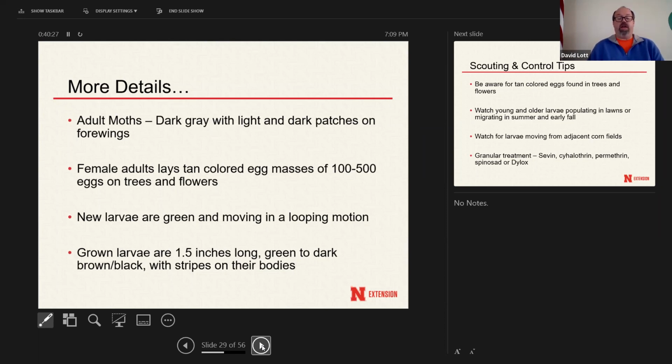They're green in color, and they make a looping motion when they move around. So if they try to loop around and they're little green larvae, you might have armyworms. And as they grow, they get to be about 1.5 inches long, green to dark green, almost black, and they have stripes on their bodies. And they're pretty noticeable. And when you see a number of them moving along, you really get the impression of the army, the little soldiers marching across your yard.